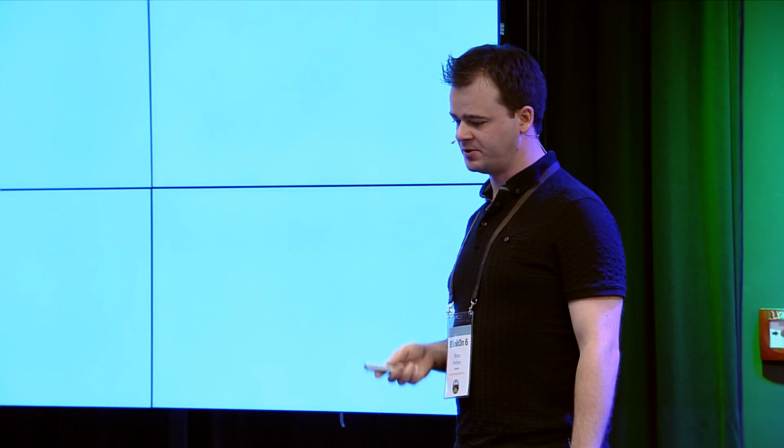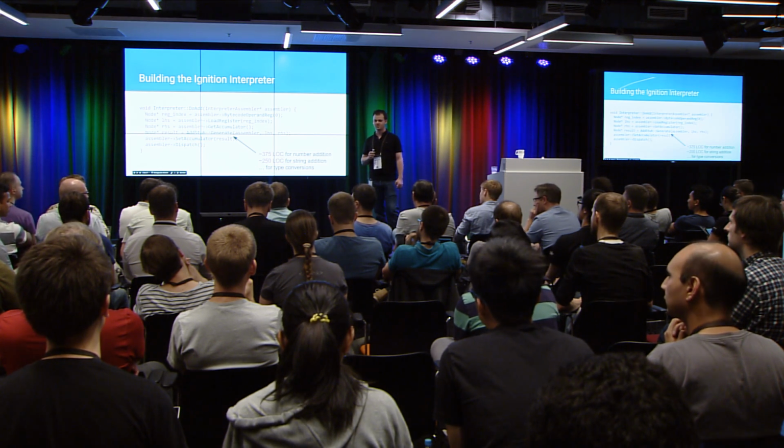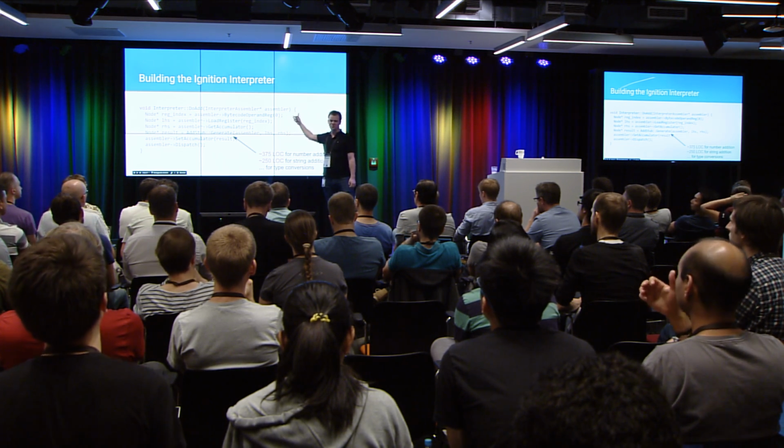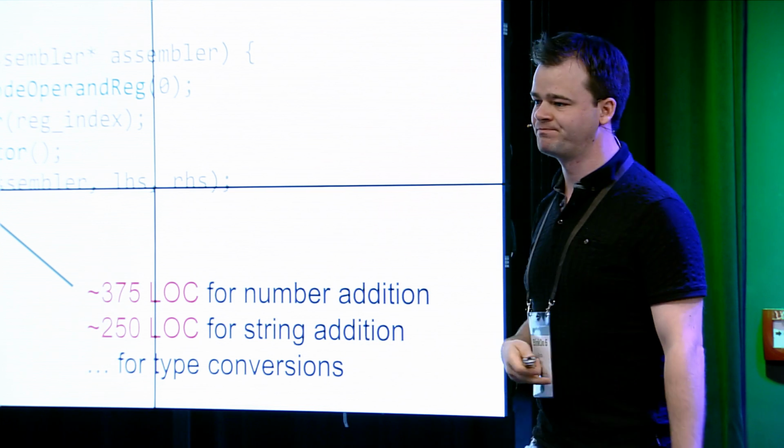So, some results. Yes? These lines of code, are these assembly or code? They are lines like this. So they're C++ code that generate assembly code. It will generate much more actual instructions than 375.